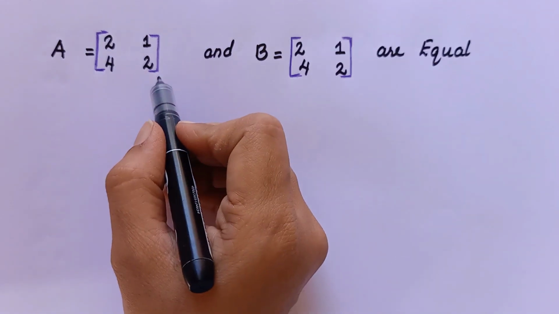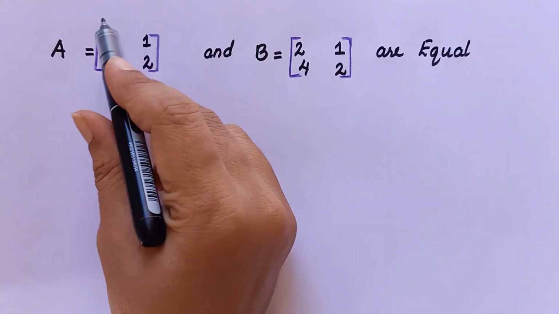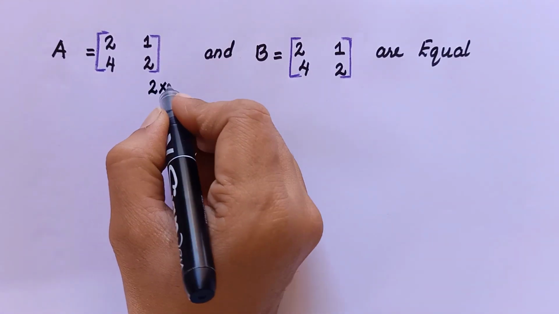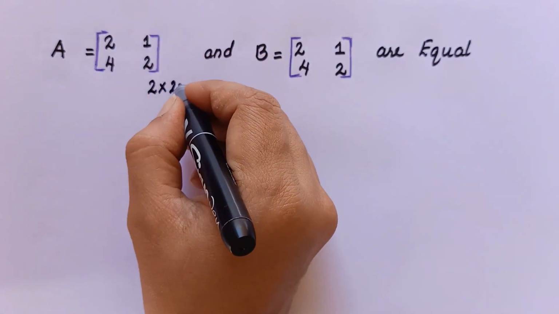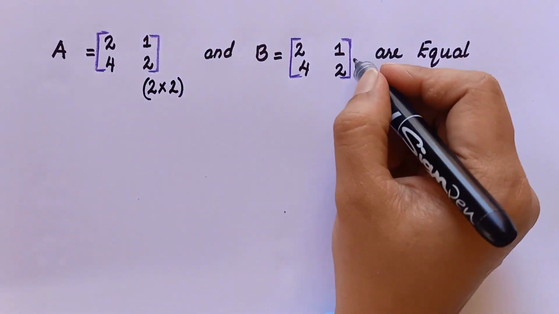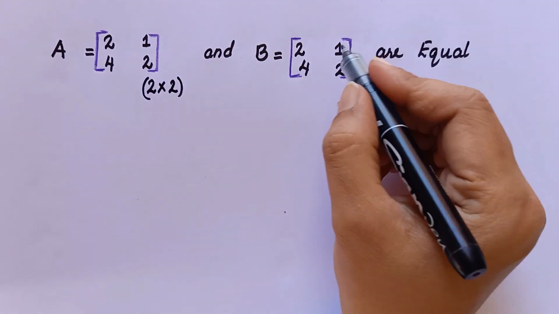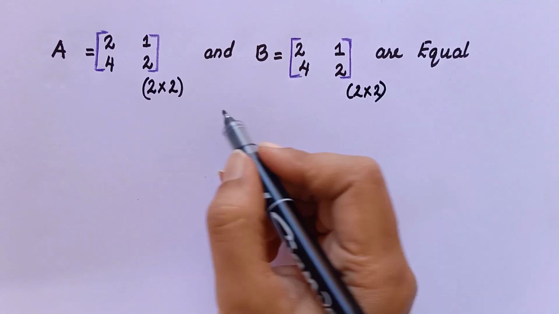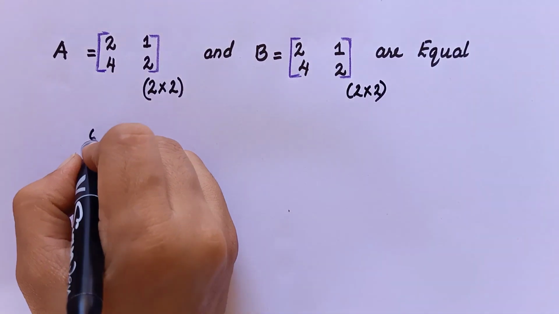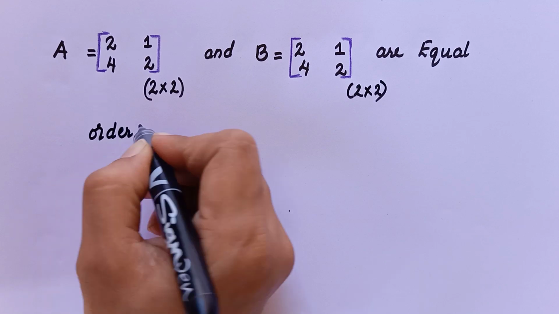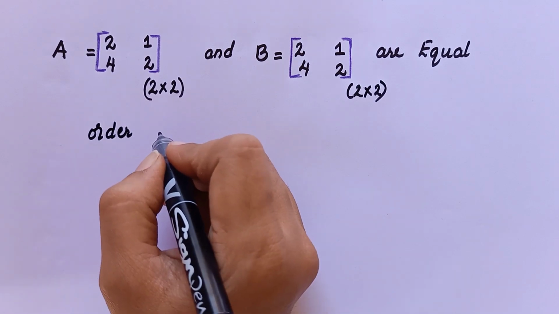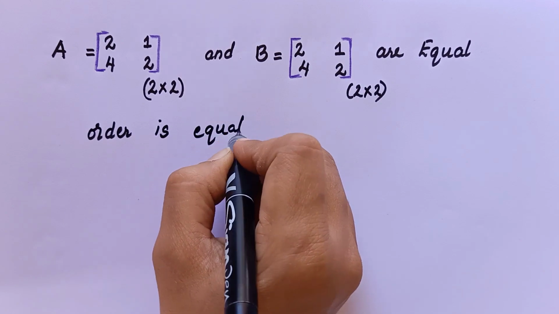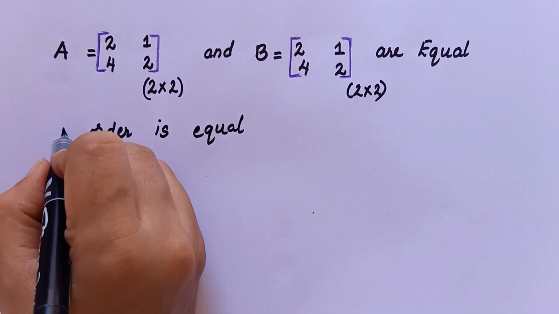The first condition says that they should be of the same order. The order of the two matrices should be equal. Here we have two rows and two columns, so we write this order as 2 by 2. And the order of matrix B is written as 2 by 2 as well, because it has two rows and two columns. Now we observe that the two matrices have the same order, that is 2 by 2. Order is equal. The first condition is satisfied, right?